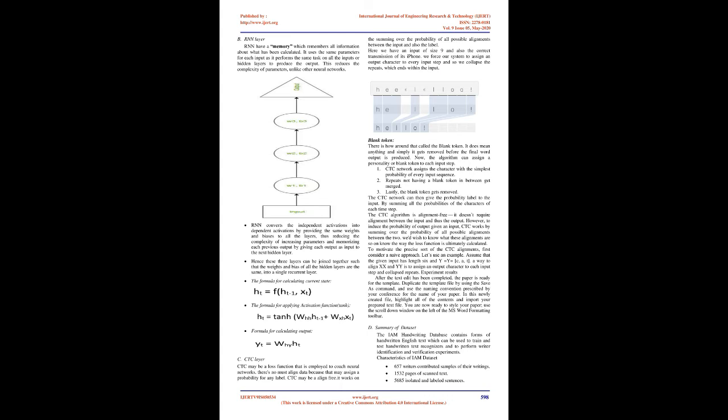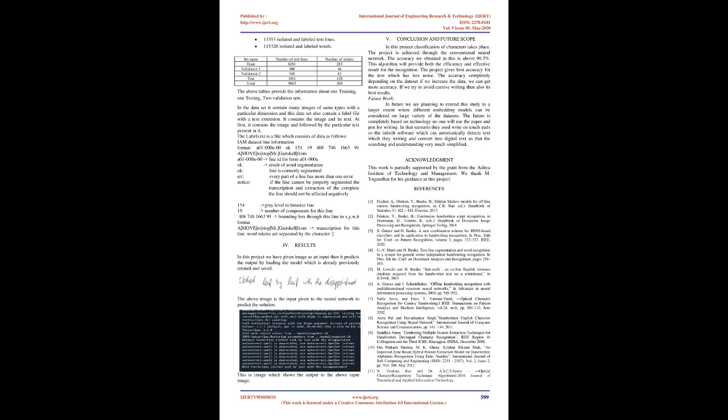BRNN layer. RNN have a memory which remembers all information about what has been calculated. It uses the same parameters for each input as it performs the same task on all the inputs or hidden layers to produce the output. This reduces the complexity of parameters, unlike other neural networks. RNN converts the independent activations into dependent activations by providing the same weights and biases to all the layers, thus reducing the complexity of increasing parameters and memorizing each previous output by giving each output as input to the next hidden layer. Hence these 3 layers can be joined together such that the weights and bias of all the hidden layers are the same, into a single recurrent layer.